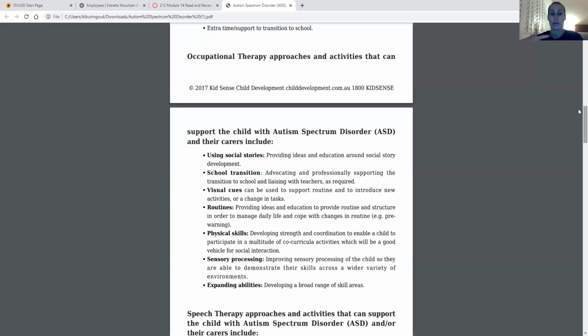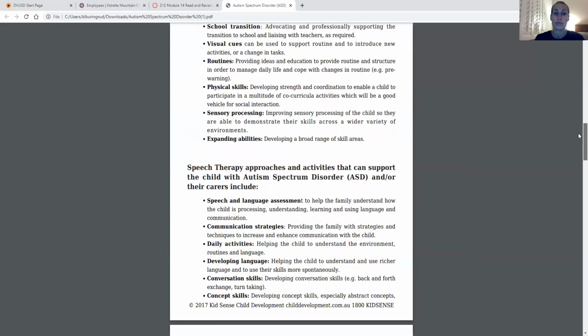So definitely looking at what physical skills the client might need to interact with others. And really, truly, all of these strategies support a lot of other disorders too. And then expanding those abilities. So obviously, when we use a strategy to develop a skill, we also want to see that skill occur in other areas. So that generalization piece is super important.